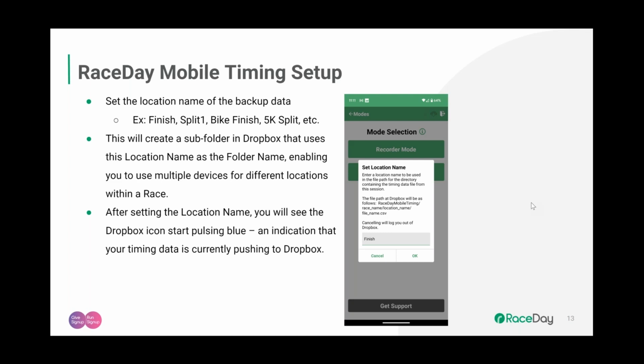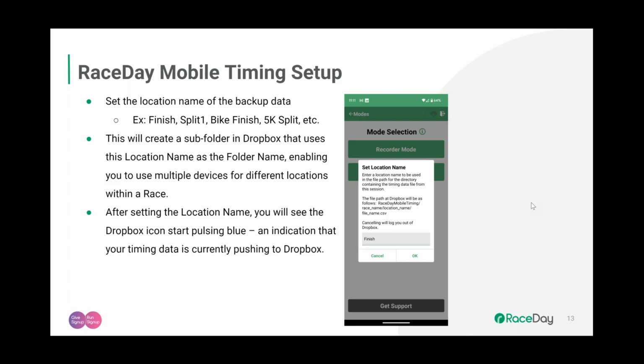So if you're wanting to get backup timing data at, say, a turnaround point, you would want a device dedicated to timing that turnaround point. Just like if you had a decoder out there, you would have a decoder dedicated to that timing point. So you can set the location of the backup data, and in this scenario, it's finish, but you could have whatever naming scheme you want. And this will create a subfolder in Dropbox that uses the location name as the folder name.